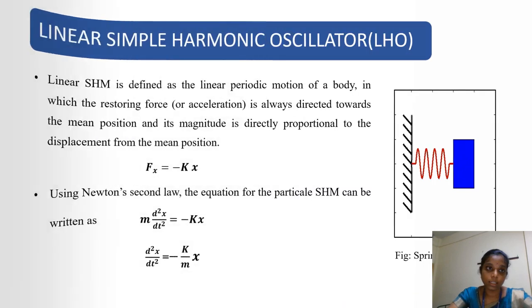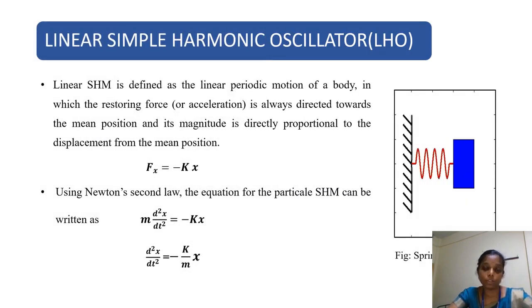Next, linear simple harmonic motion. A linear simple harmonic oscillator is a linear periodic motion of a body. The best example for it is a spring mass system. Here the restoring force of oscillation is always directed towards the mean position and its magnitude is directly proportional to the displacement from the mean position. That is, we get the equation F is equal to minus k into x. By applying Newton's second law, we obtain the equation d square x by dt square is equal to minus k by m into x.